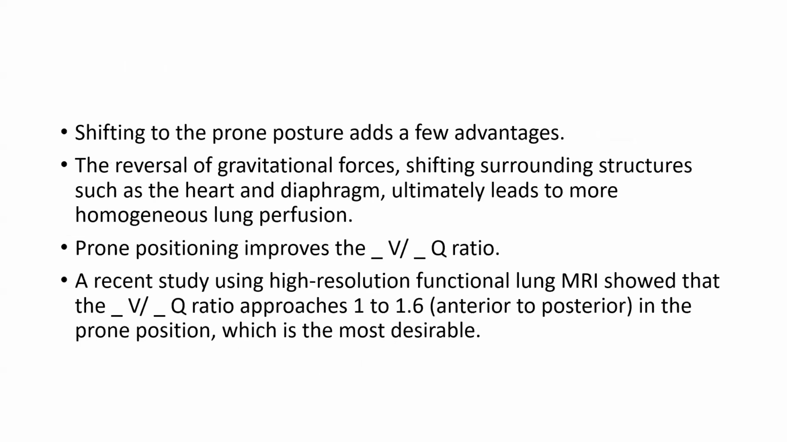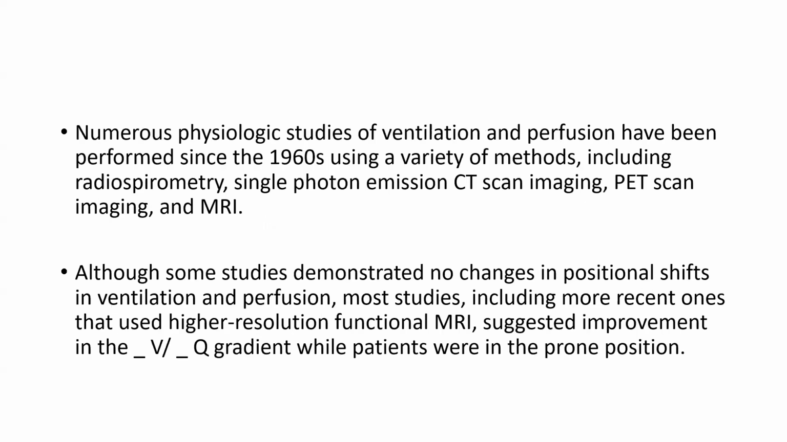So whenever we shift this patient to the prone position, there is a reversal of the gravitational forces. Shifting of the surrounding structures such as the heart and diaphragm ultimately leads to more homogeneous lung perfusion. And then the prone position will improve the VQ mismatch. A recent study using high resolution functional lung MRI showed that the VQ ratio approaches 1 to 1.6 in the prone position, which is more favorable.